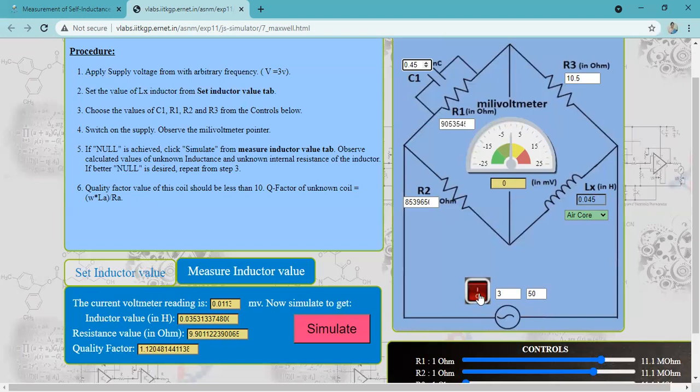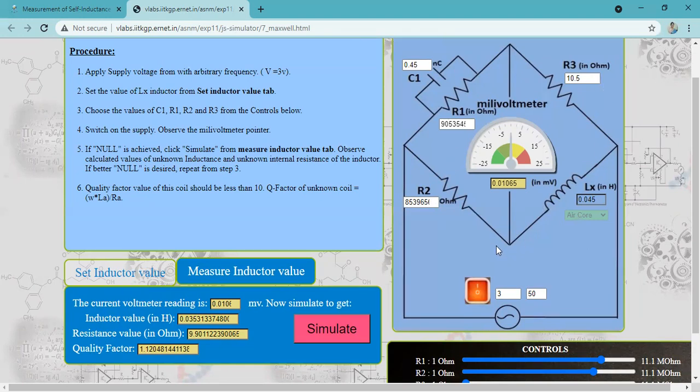Now the battery is not on, it is switched off as the red button is not glowing. And you can see the pointer is at 0. So there is 0 volt in the multimeter or your millivoltmeter. Now what you have to do? You have to switch it on. Now this is glowing. It is on. Now whatever parameters I have selected are perfectly alright.